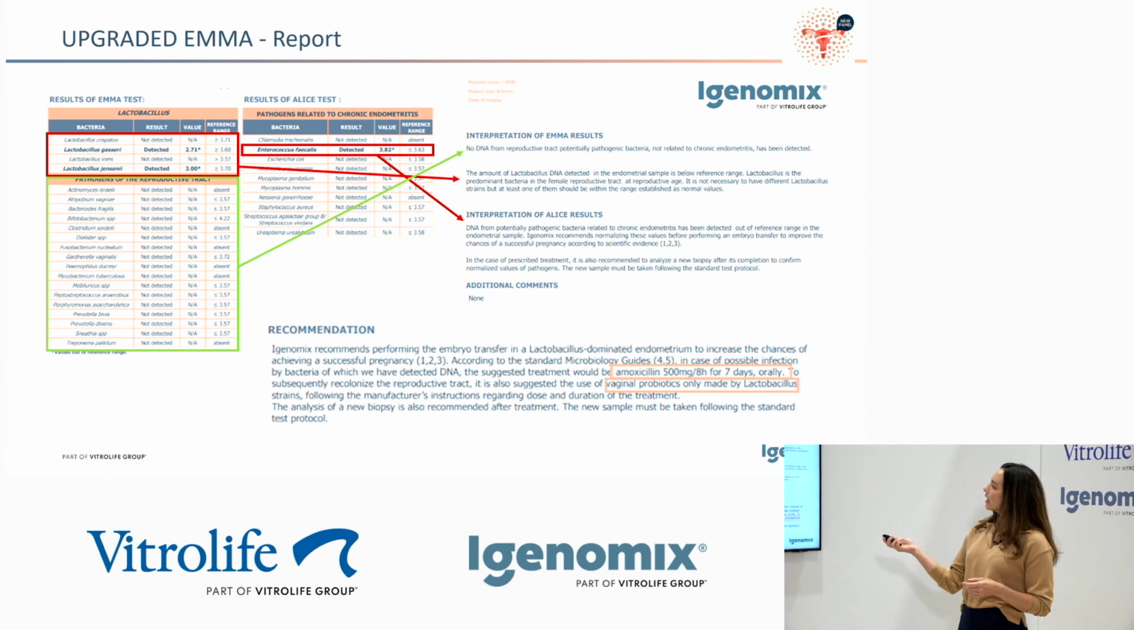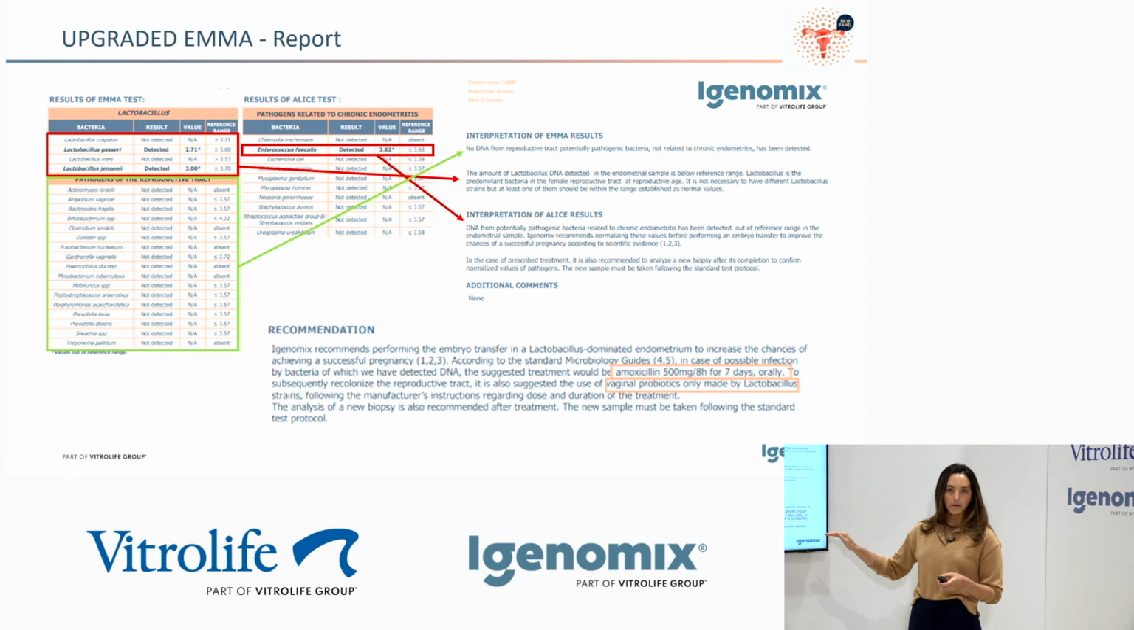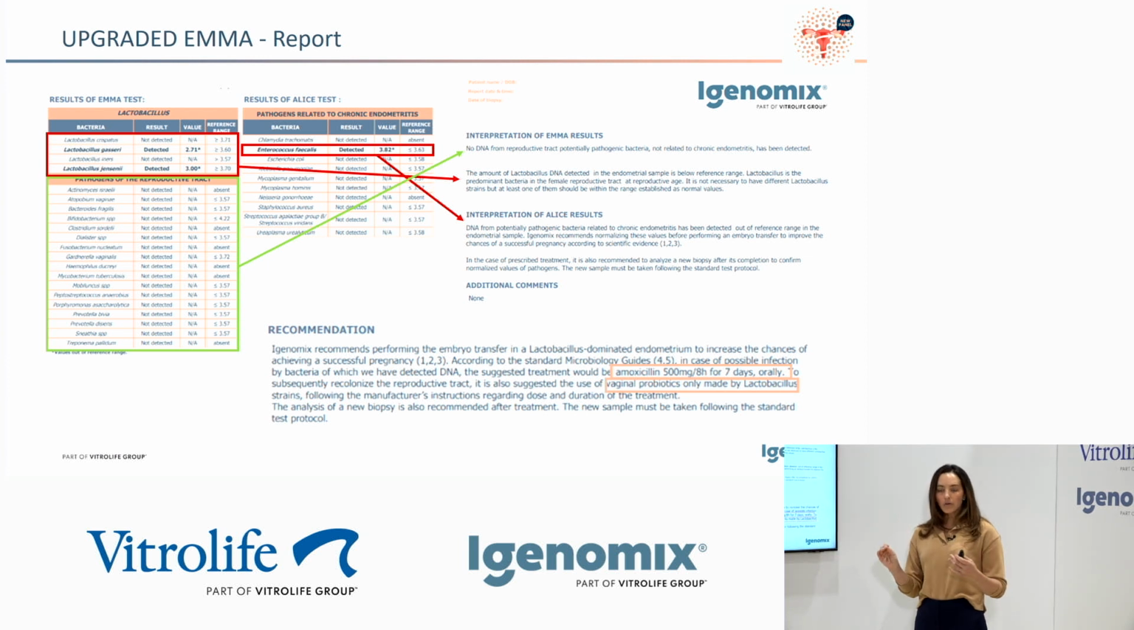Another new aspect of the upgraded EMA for the US is that starting next month, you will get a direct recommendation for antibiotic and probiotic therapy. Previously, we just provided the bacterial profile and then different antibiotics that were effective for different bacteria. Now, you'll actually see a direct recommendation.